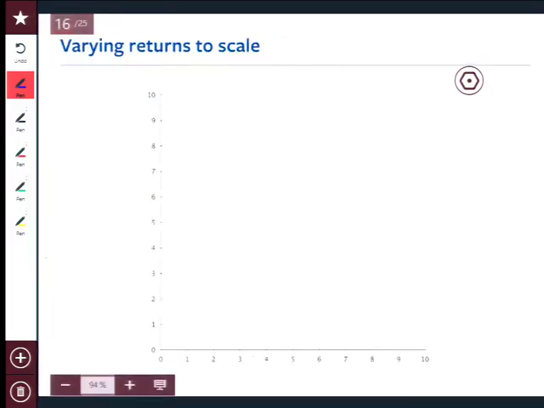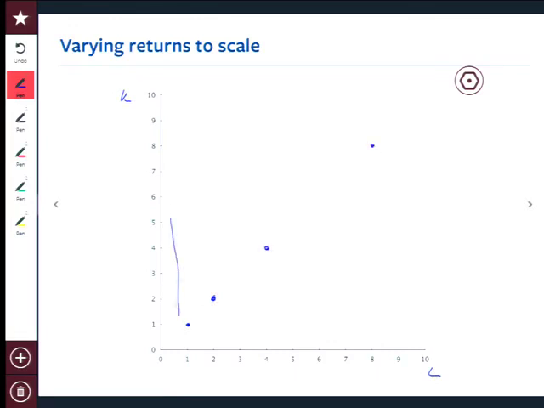Now my last word for today is going to be varying returns to scale. So what does a production process look like? Varying returns to scale are pretty cool. The picture would look like this. I'm going to start at 1, 1, then I'm going to double my inputs to 2, 2. Then I'm going to double them again to 4, 4. And then I'm going to double them again to 8, 8. So I'm going to draw 3 isoquants.